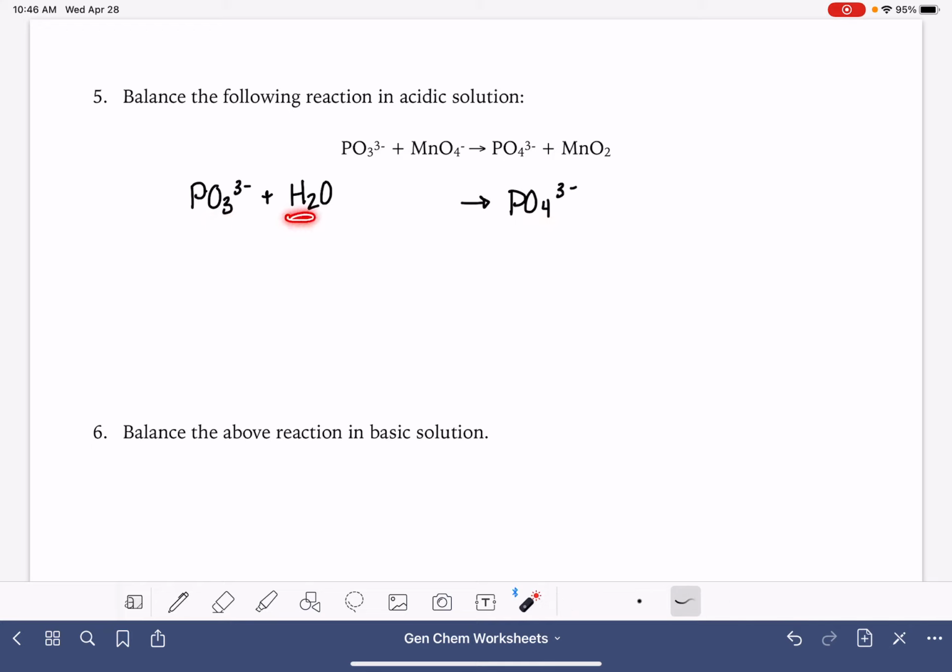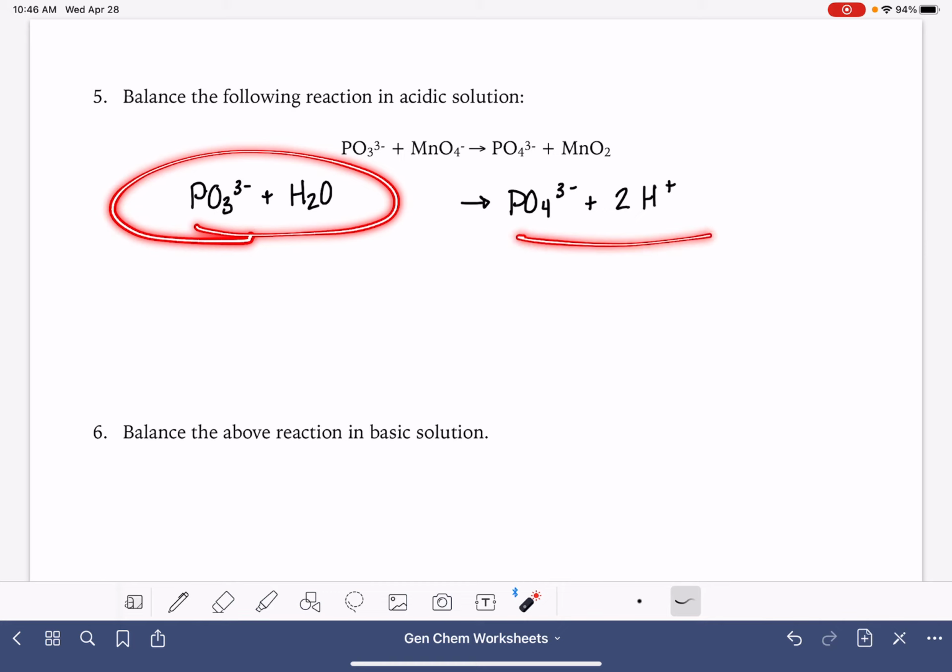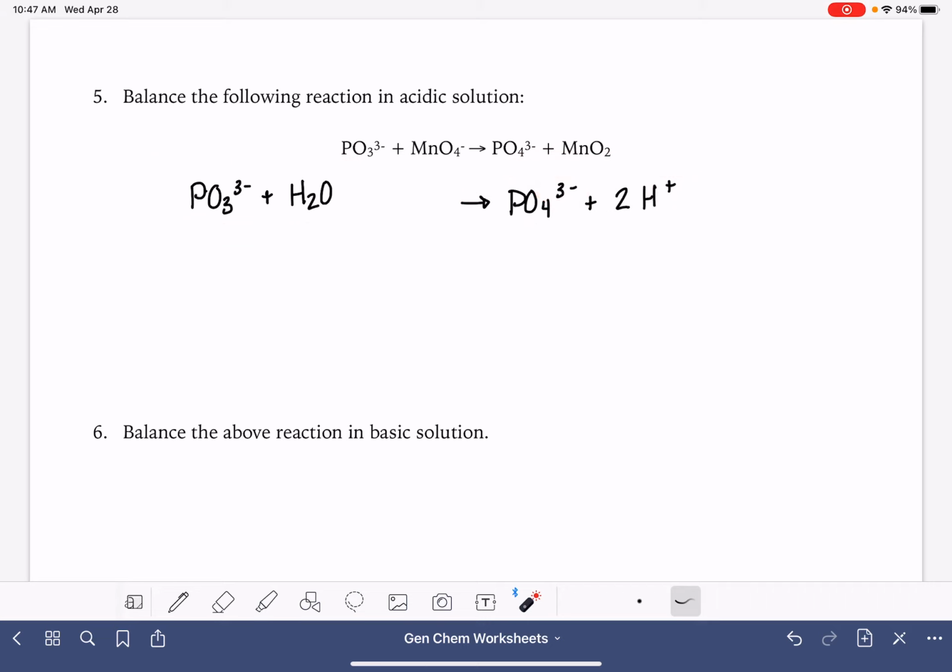And then last, we want to balance the hydrogen. We have 2H on the left-hand side, so we want to add 2H+ on the right-hand side. Now let's take a look at our charges. We have a total of -3 on the left, and we have a total of -1 on the right. -3 plus 2 is -1. We want to find the side with the higher charge and add electrons to bring its charge down so that it matches the left-hand side. -3 plus 2 minus 1 equals a -3, which is what we have over here.